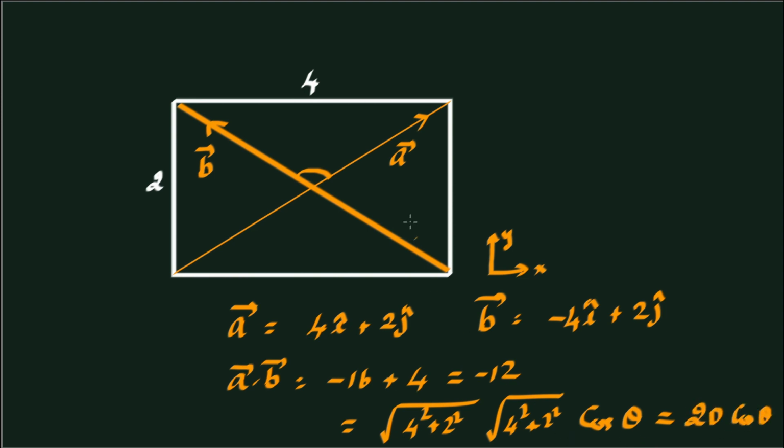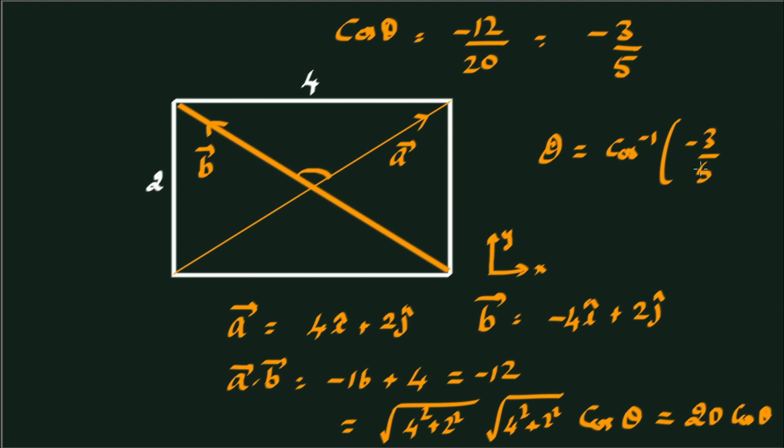So right away we get the answer, and I'm going to write it out here. Cos theta is equal to minus 12 by 20, that is equal to minus 3 by 5. The answer is negative because the angle is obtuse. So the answer to the problem, what is the angle between the diagonals? The answer is cos inverse of negative 3 by 5. Now let's go to the next problem.